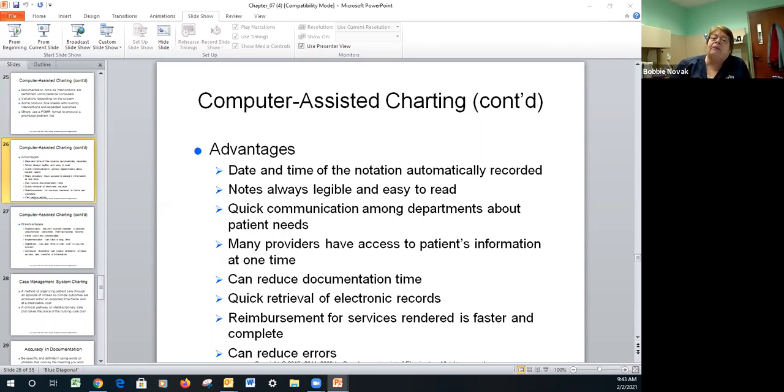So date and time of the notation is automatically recorded, so we know if it's a late entry. Notes are always legible and easy to read. It's quick communication among departments because everybody can look at the chart at the same time, okay? It's on the computer. They can pull up a patient record. You can have the patient record. There's no fighting over the charts, all right? It reduces documentation time, makes for quick retrieval of electronic records. It's easier to get reimbursed for our services because they can just come in, look at the database and they're done, and it reduces error.